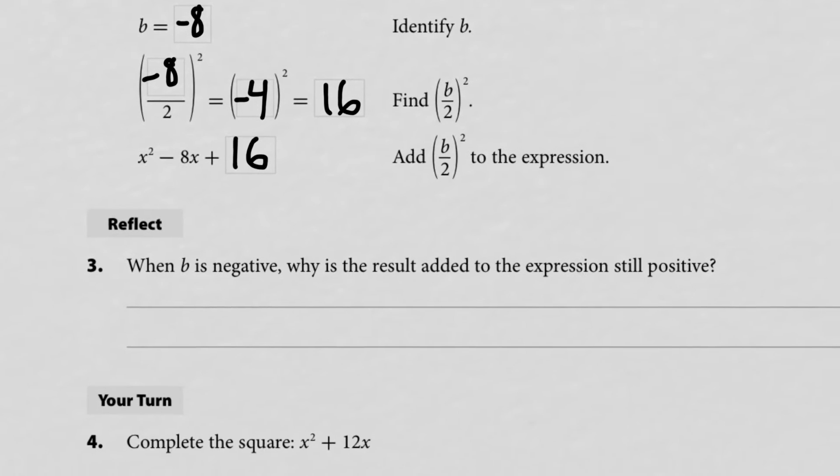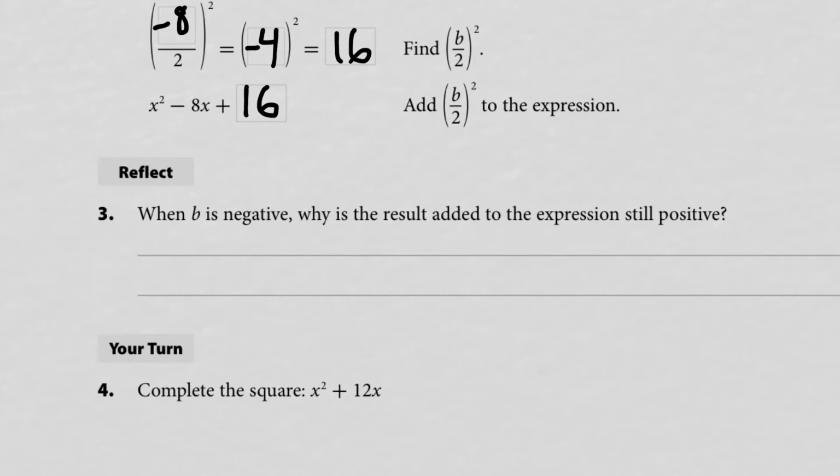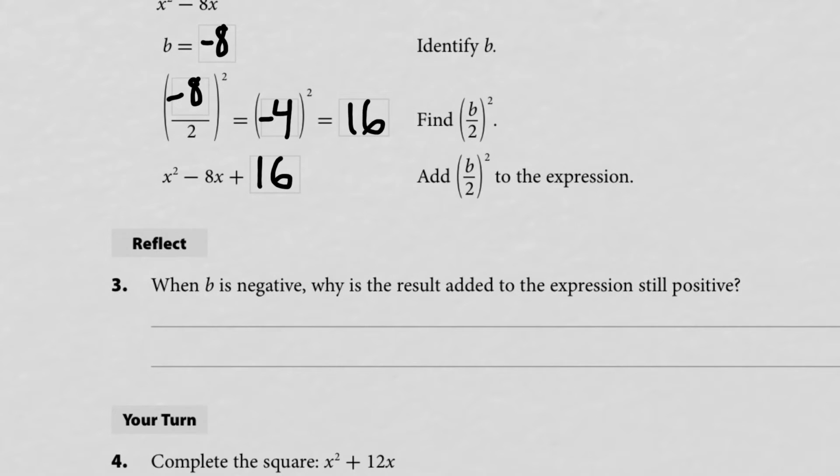So the question here says, when b is negative, why is the result added to the expression still positive? Notice what happens. We cut it in half, but then we square. This squaring step turns everything into a positive term. So the result is always added because we're always going to get a positive no matter what. We have to square.